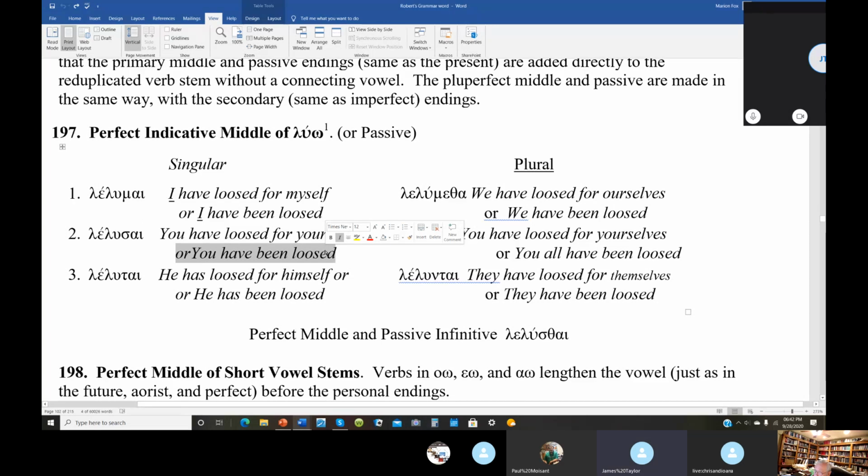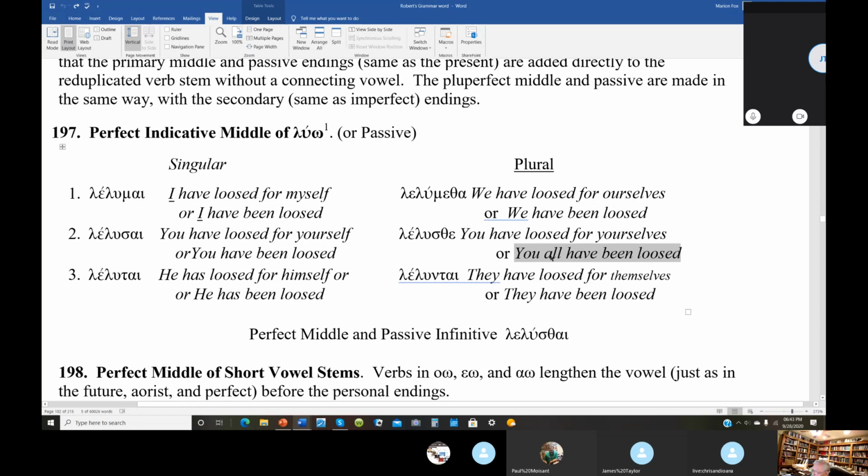Any questions so far? That is sigma. That is tau, and there's first your middle. He has loosed for himself, or he has loosed himself, and drop the four off. Or if it's passive, he has been loosed. Okay. We have loosed for ourselves, or we have loosed ourselves. Middle. We have been loosed. That is passive. Okay. You have loosed for yourselves, or you have loosed yourselves, you plural, and you all, that's good Southern English, you all have been loosed. Okay.